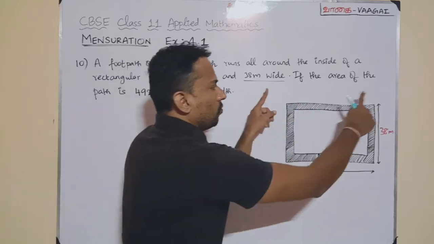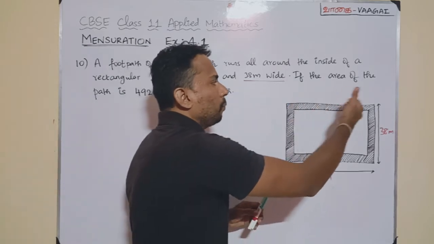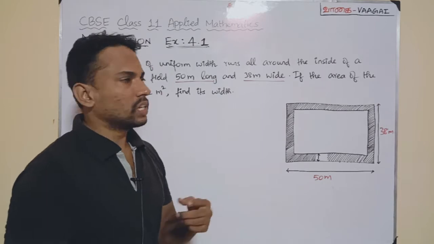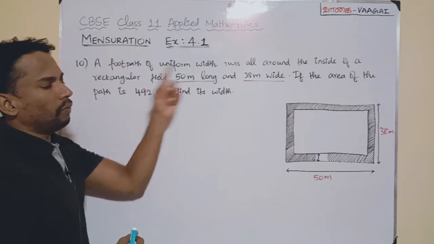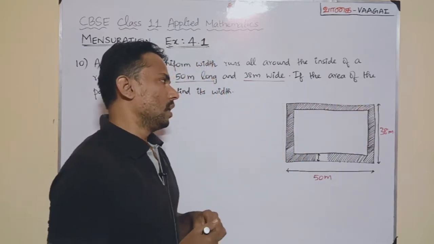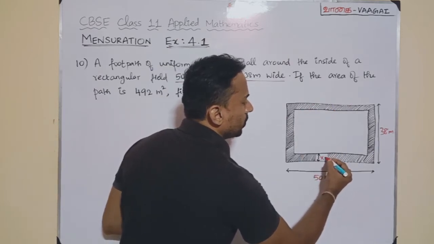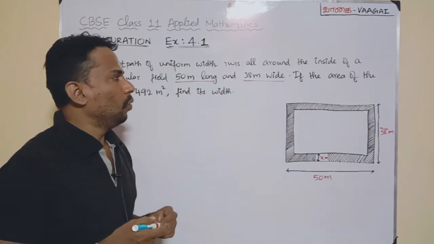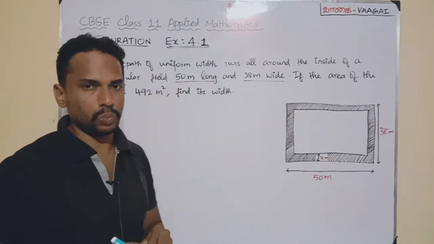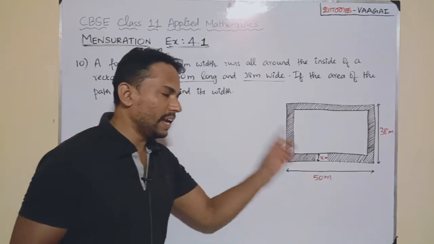So the full bigger rectangle is going to be the rectangular field, and the shaded portion that we see there is going to be the pathway. Also it is given that the pathway is of uniform width. Uniform width means this width is going to be constant. Now let us do something. We'll take this uniform width to be x meters. Now they gave that the area of the pathway is 492 meters square. If that is so, then find the width. That means we need to find the value of this x only.